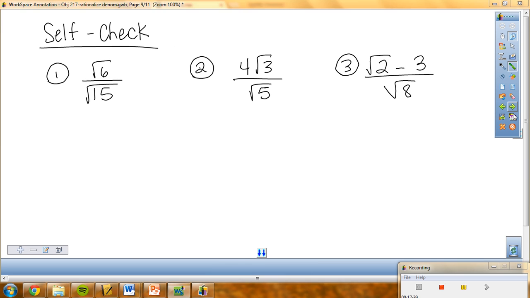And here we have a few problems for your self-check. Make sure you're doing these problems in your notes so that we can come back tomorrow and talk about them during the do now.